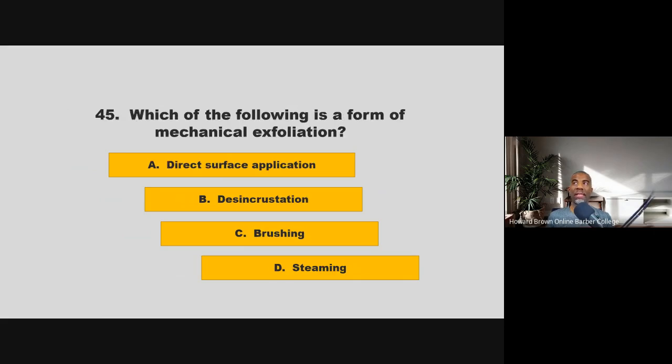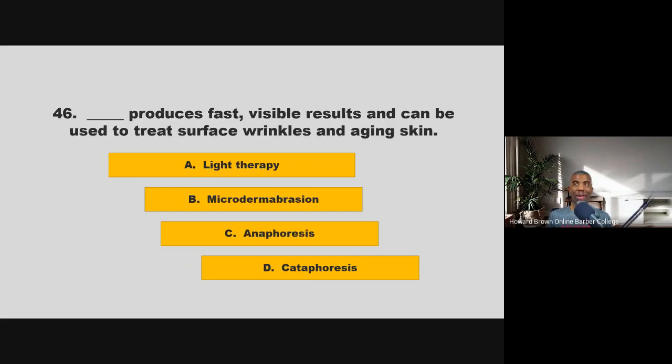Which of the following is a form of mechanical exfoliation? Is it direct surface application, desincrustation, brushing, or steaming? If you chose C, brushing, you are correct.